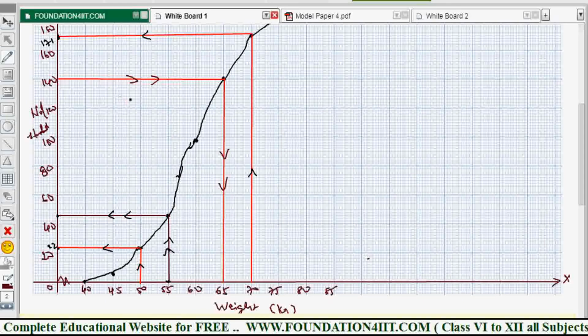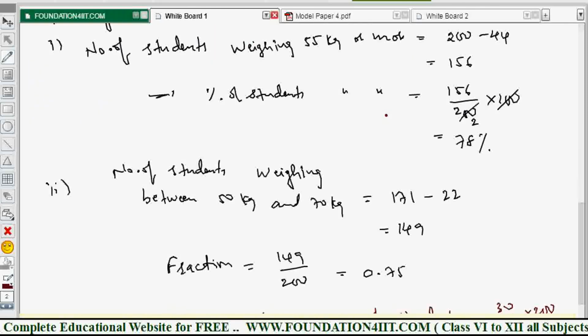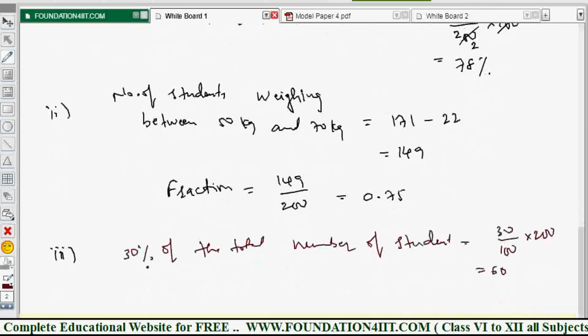Okay, 200 minus 60 is 140. From 140, if we take a straight line, it's touching at 65. So from that, total is 200 minus 60, so 140, right? Because of 140, the weight above which we find the highest 30% of the students is 65 kg. So there are 60 students whose weight is 65 kg or more. That means we can solve this in this way.